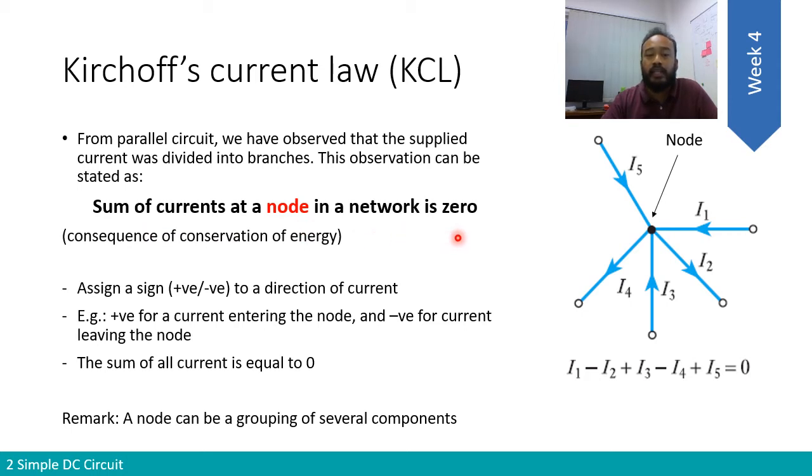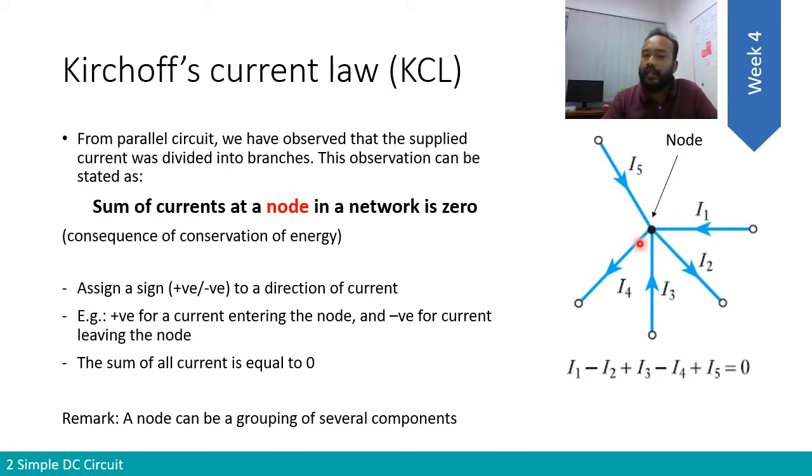It is a consequence of conservation of energy. If we consider there is no leakage of current, if it arrives from a branch, where else could it go? It could only go to the branches that are connected to the node, right? So in this example, we have three currents, I1, I3, and I5, going into the node, and the other two currents, I4 and I2, leaving the node. The sum of all currents should equal 0, because the current getting in or out could only come from these 5 branches, right?